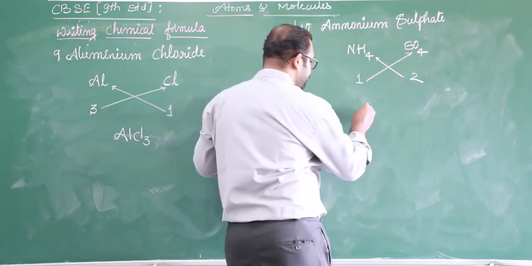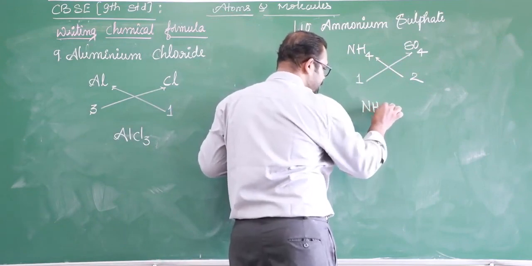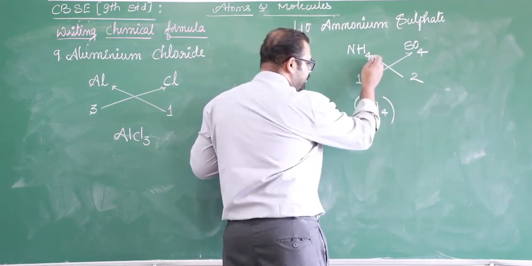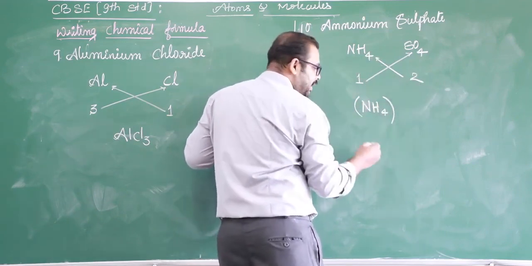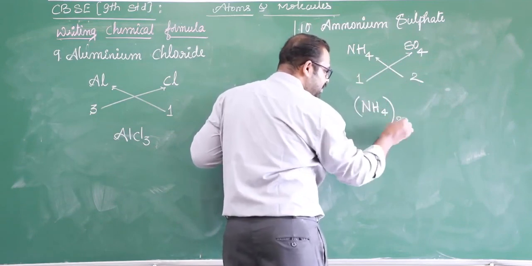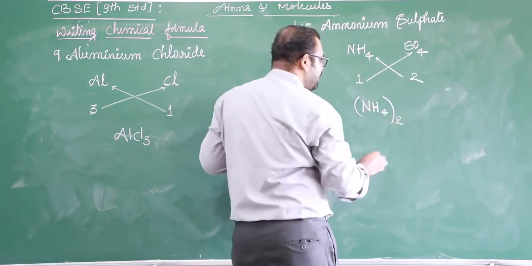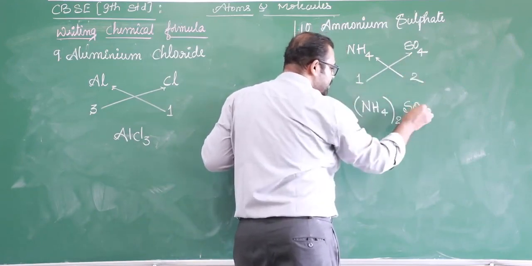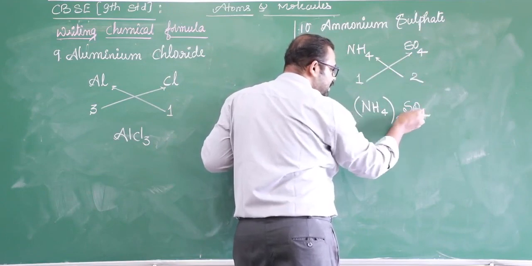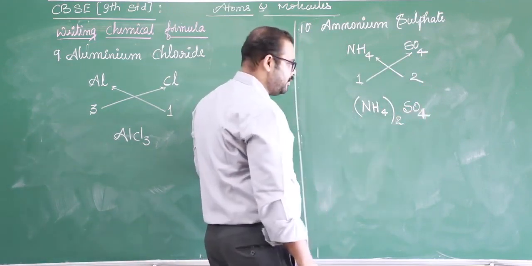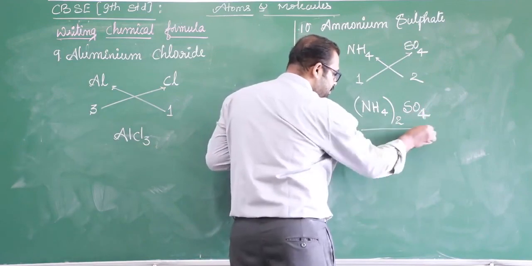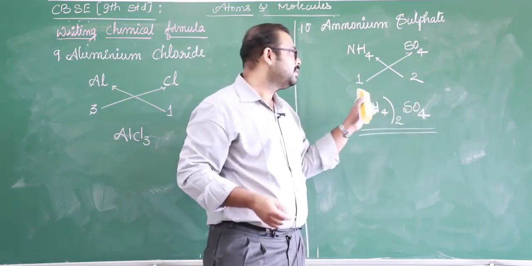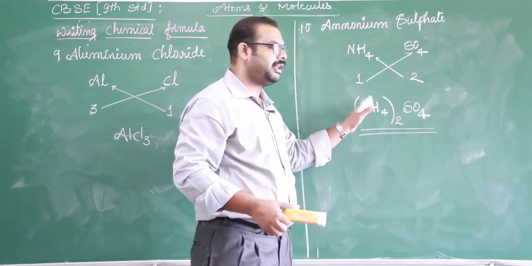Say look at here, NH4. Here we are crossing the valency, the 2, it is different from the 1. So we have to write a bracket, then write SO4 because we are writing 1. So there is no difference at all. It is not necessary to write 1 for SO4. So the formula is (NH4) twice SO4. This is the formula of ammonium sulfate.